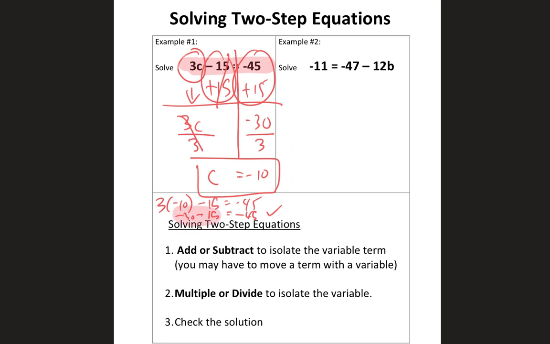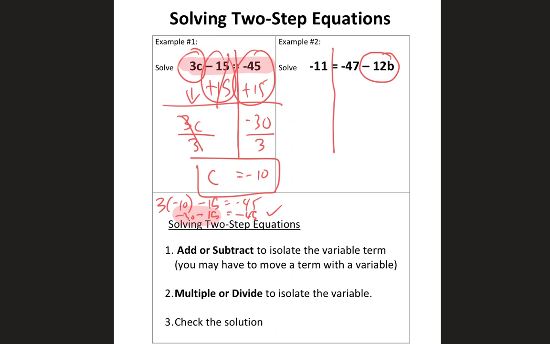All right, so let's take a look at another one. If we see this one right over here, the only difference is this one has the variable and the number on the left side. This has the variable and the number term on the right side. So let's just follow the same steps, okay? So we said the first step is you're going to add or subtract to isolate the variable term. So let's go ahead and circle that. Remember, it's a negative 12b. We don't want to forget that.